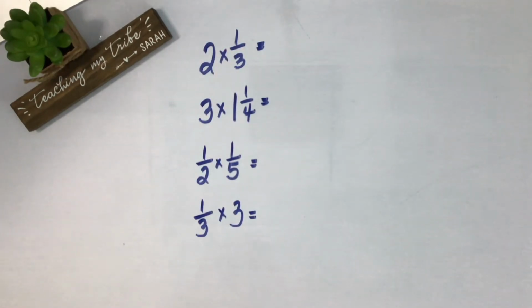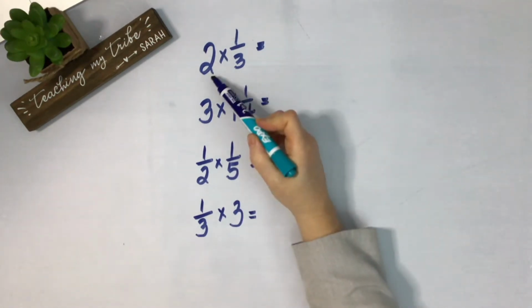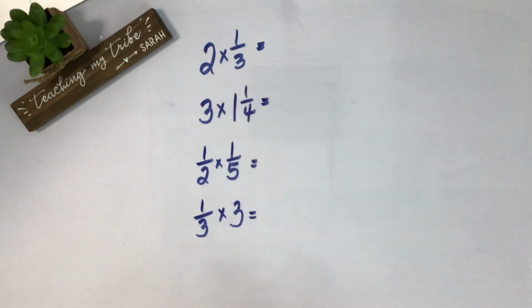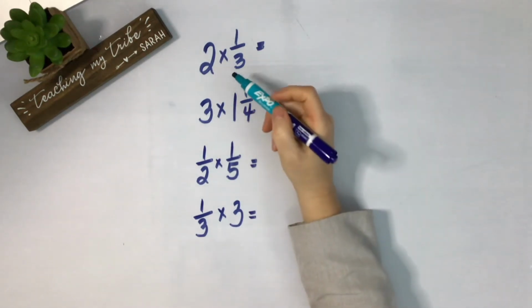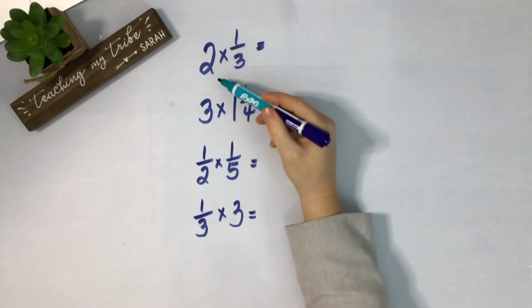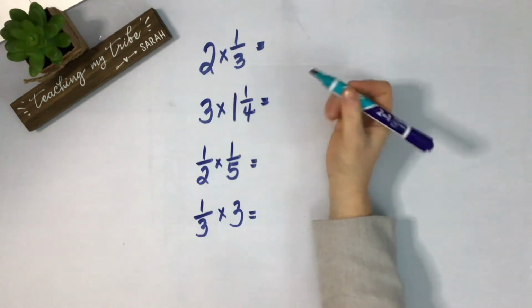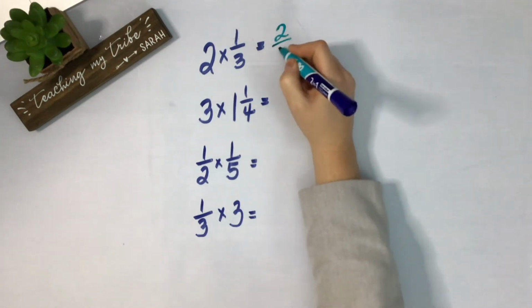Let's look at these three examples together. 2 times 1/3. 2 copies of 1/3. When we use the phrase "copies of," it really helps us understand what we're trying to do here. If I need 2 copies of 1/3, that means I need 1/3 plus 1/3, which equals 2/3.